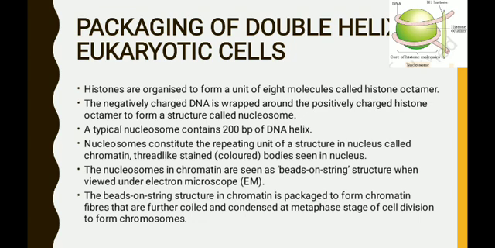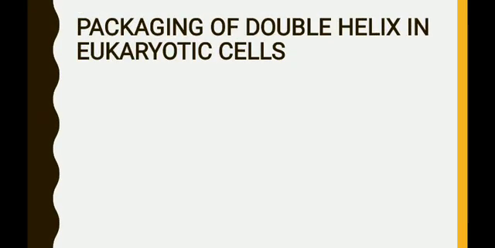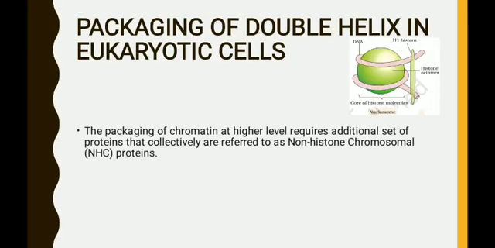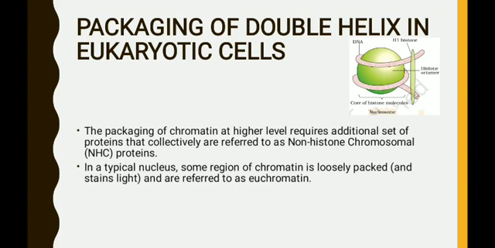During that process, some additional proteins are also involved. The packaging of chromatin at a higher level requires an additional set of proteins collectively referred to as non-histone chromosomal proteins. So in the normal stage, histone proteins will be there for packaging or coiling. During further condensation, some non-histone proteins are also involved.